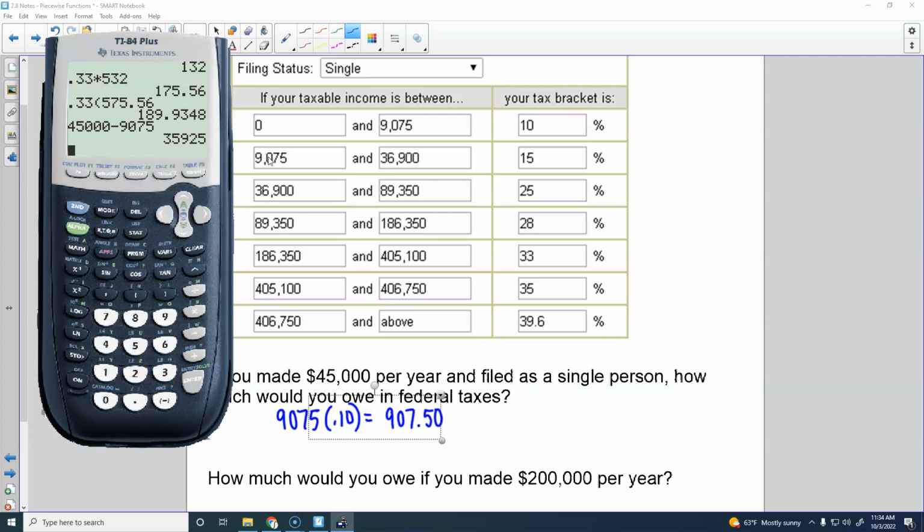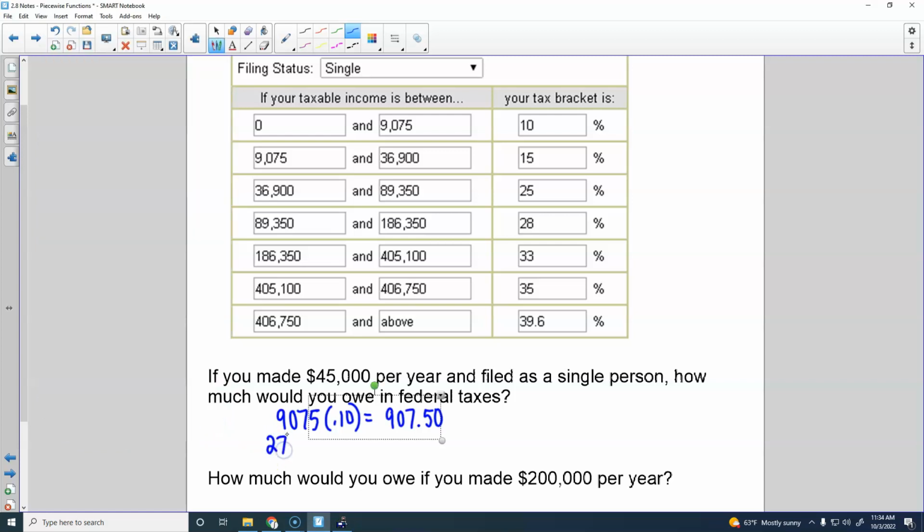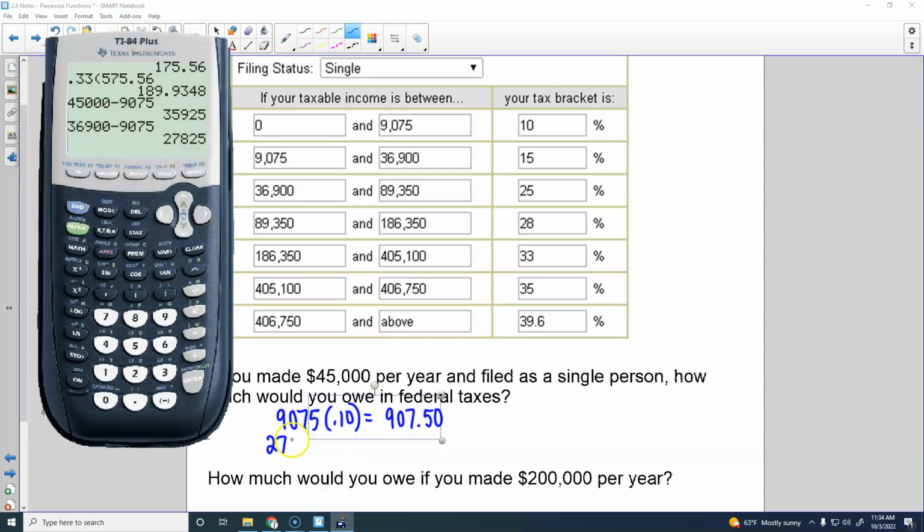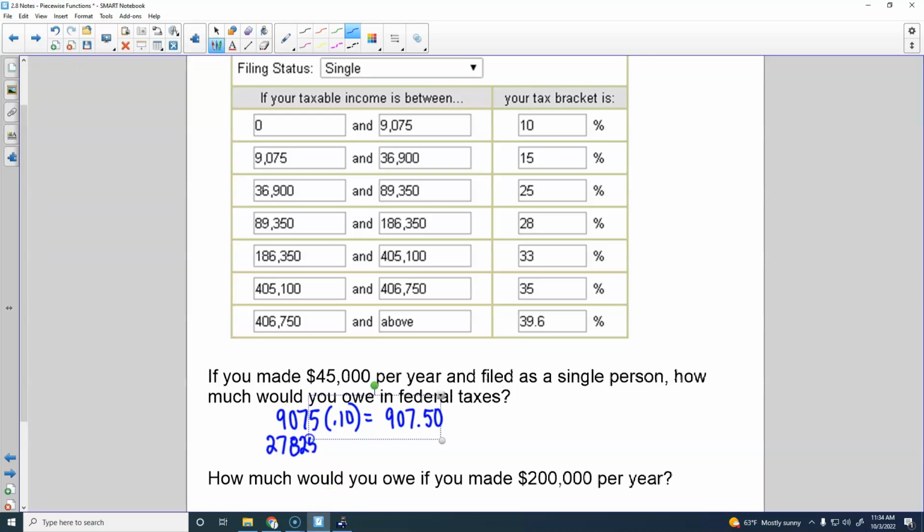All right, how much money will that bucket hold? $36,900 minus the $9,075 that we've already paid. The second bucket holds $27,825. I'll show you here in a second. That's the amount you owe in taxes. I've got to pay 15% of this. So I'd multiply it by 0.15. We'll finish this up at the beginning of class tomorrow.